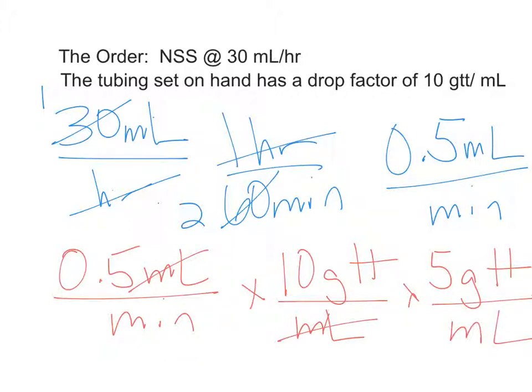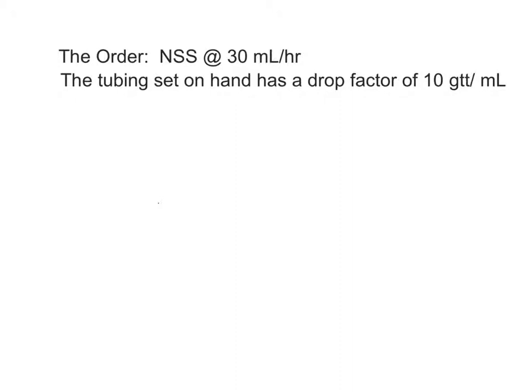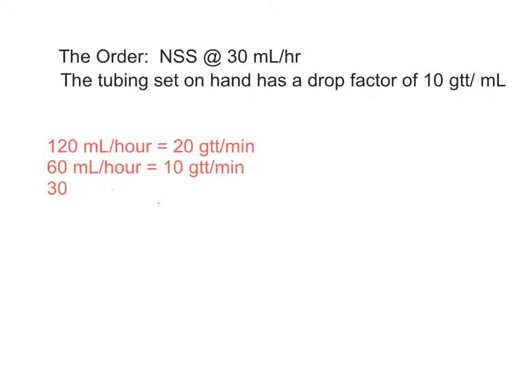drops per minute. So let's start to look at what's going on here. Don't forget to capitalize your L. Our order is 120 mLs per hour. With this 10 drops per milliliter tubing, we end up with 20 drops per minute, right? When we have a rate of 60 mLs per hour, we end up with a rate of 10 drops per minute. When we have 30 mLs per hour, we get 5 drops per minute.